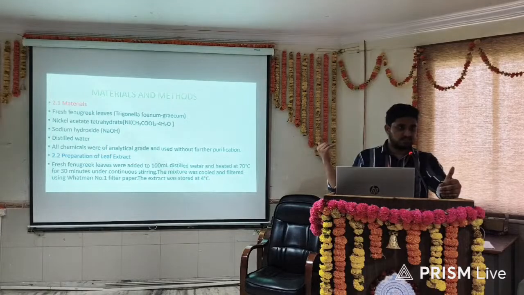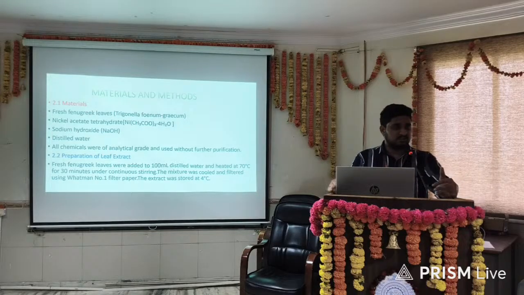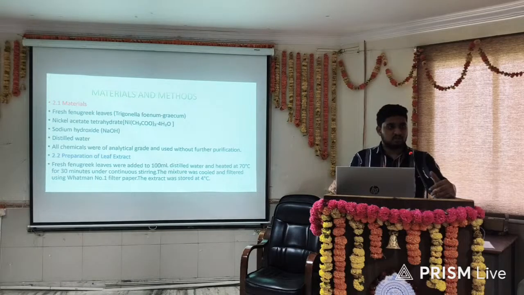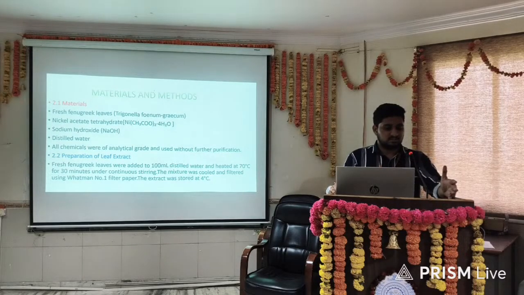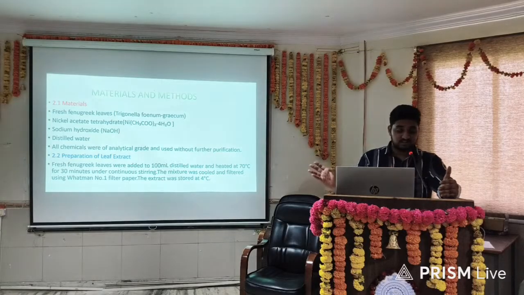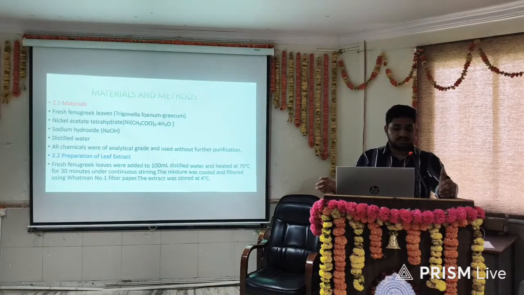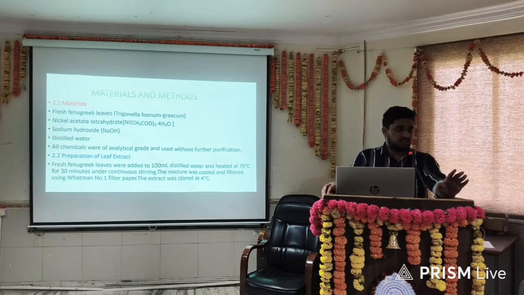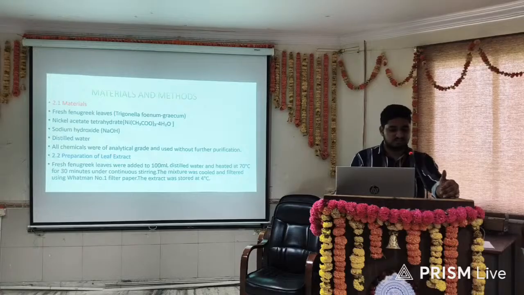These are the materials we use: fenugreek leaves, nickel acetate tetrahydrate, sodium hydroxide, and distilled water. They are of analytical grade and used without further purification. Preparation of leaf extract: fresh fenugreek leaves were added to 100 ml distilled water and heated at 70 degrees Celsius with continuous stirring for up to 30 minutes. The mixture was cooled and filtered using Whatman number 1 filter paper. The extract was stored at 4 degrees Celsius.